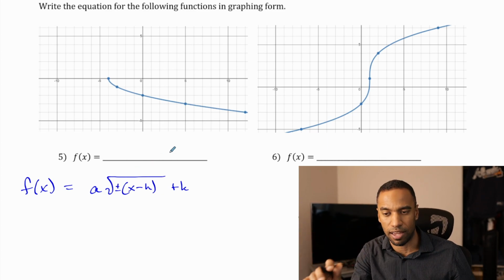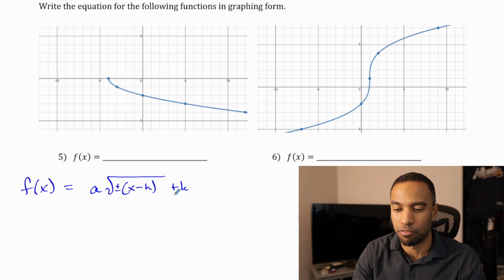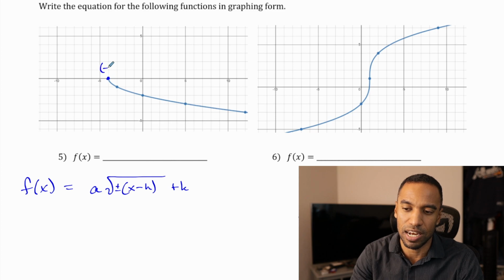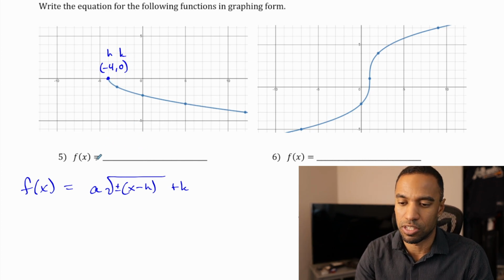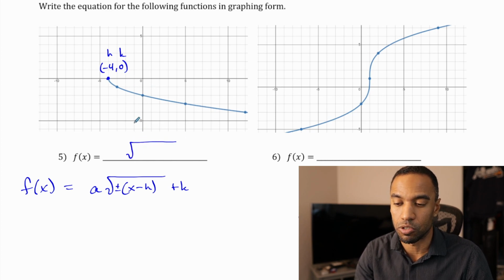But I'm looking for a stretch factor with these, and I'm looking for the vertex or the center with these. So with this first one right here, we got a vertex at (-4, 0). That means your h is -4. Your k is 0. So when it comes to an equation for this part, now I haven't gotten a yet, and this graph goes to the right, by the way. It goes down, but it goes to the right.